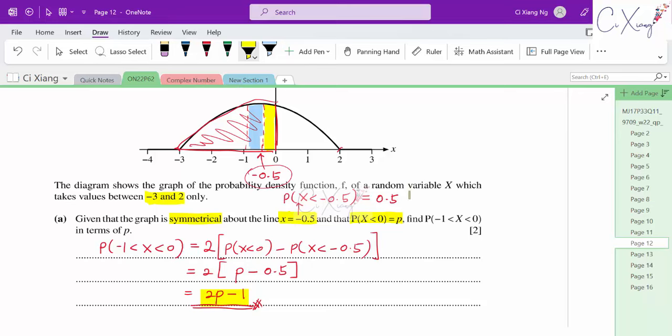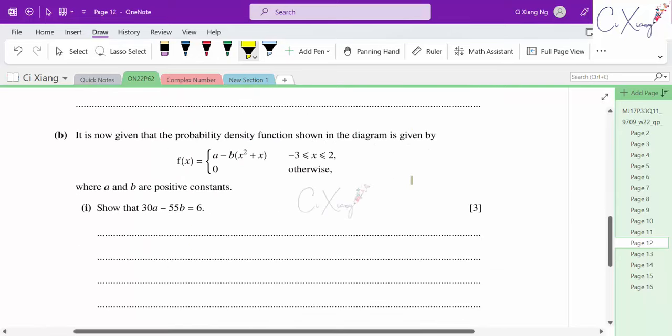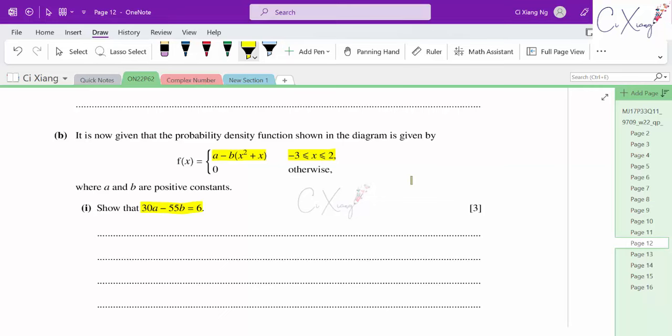Okay? And now let's continue to part B. So for part B, they give us the probability density function already. This is the probability density function, and it is defined from -3 until 2. They want us to show this equation. So we can use the property for the continuous random variable, where if we try to find out the total area under the graph from -3 until 2, we will have the value equals to 1.